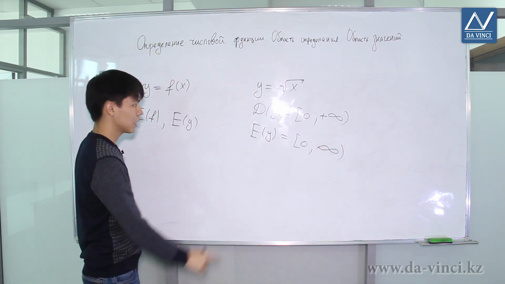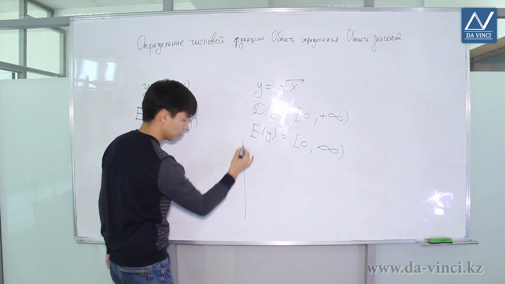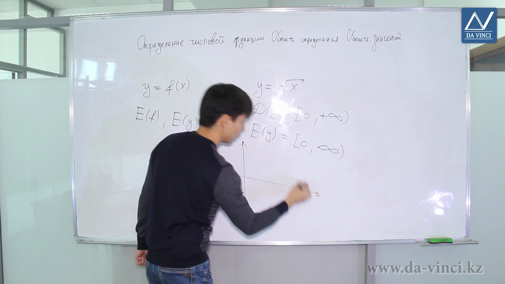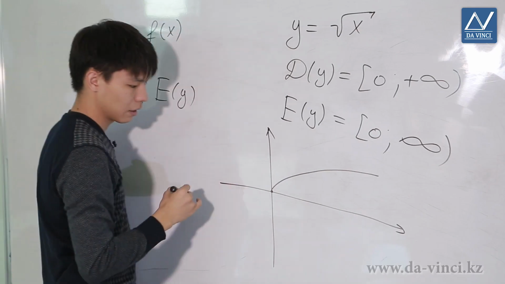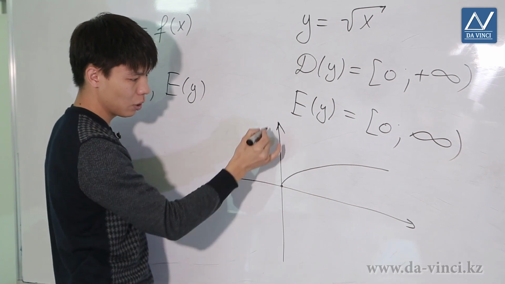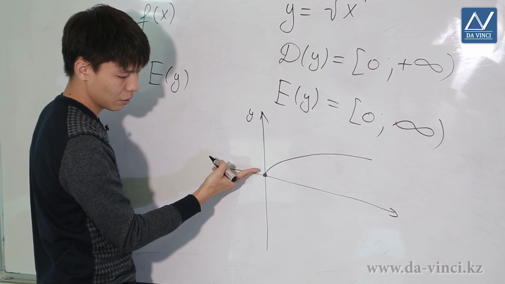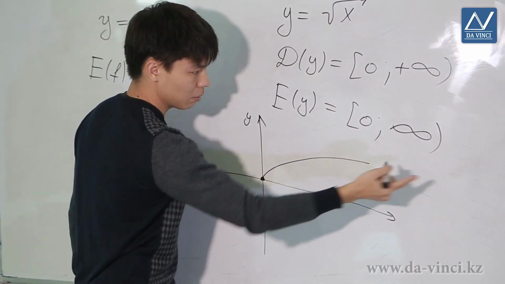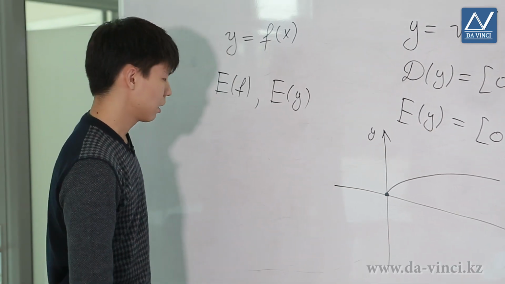The range of values is often easy to see on a graph. Let's draw a graph. The graph of the function y is equal to the root of x looks like this. Then we can look at the range of values along the y-axis. How does it change along the y-axis? The minimum value is 0. The maximum value will be unlimited when increasing. Therefore, the range in this case will be from 0 to plus infinity.